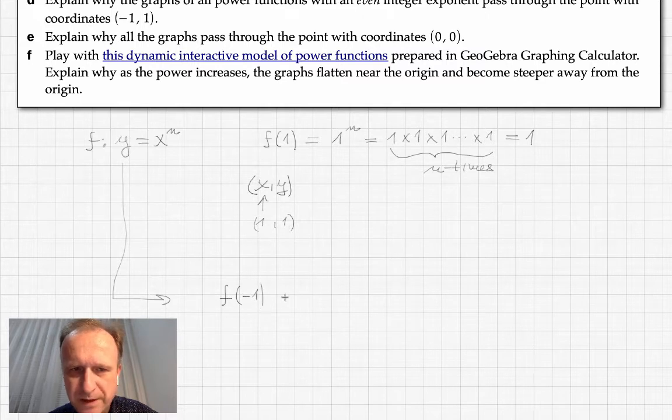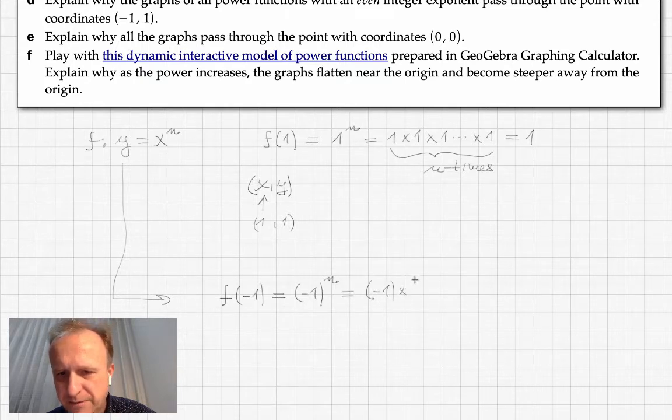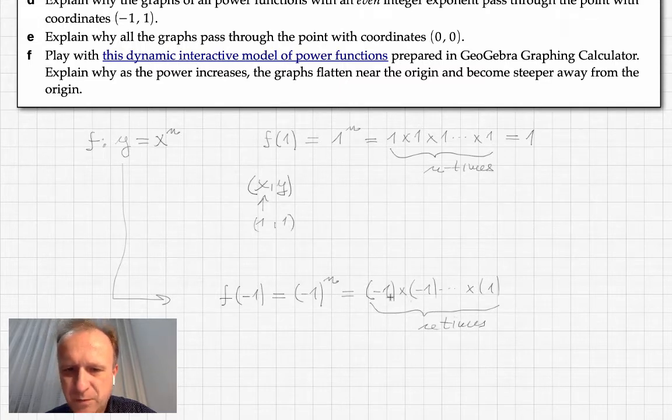So f of -1. f of -1 should be (-1) to the power of n, where n this time is an odd number like 1, 3, 5, etc. Okay, so what happens is that you have to multiply -1 by itself, like this, and you have to do it n times again, but this time the number n is odd. And what you may have remembered already from the prior lessons in mathematics is that whenever you do that, your answer is going to be -1.